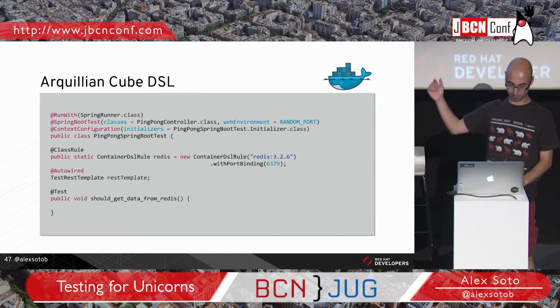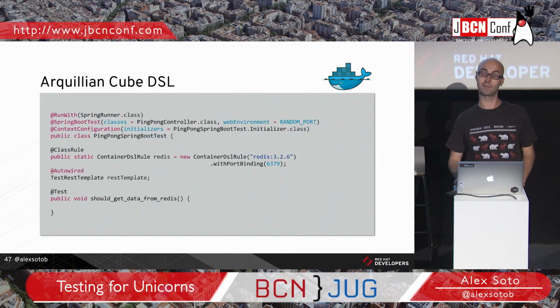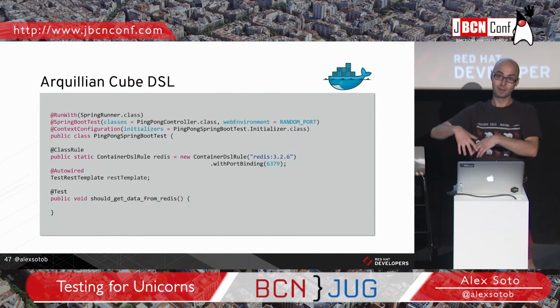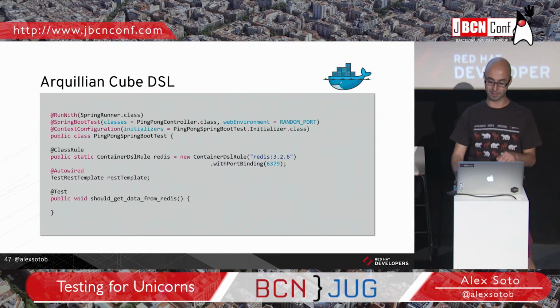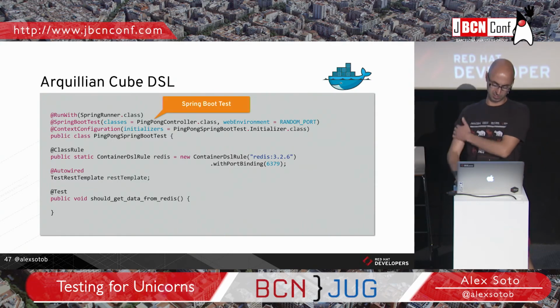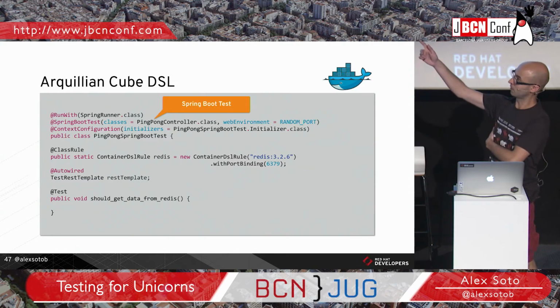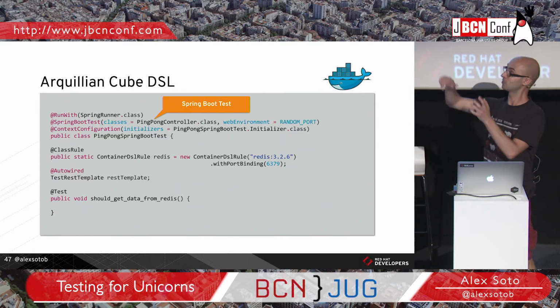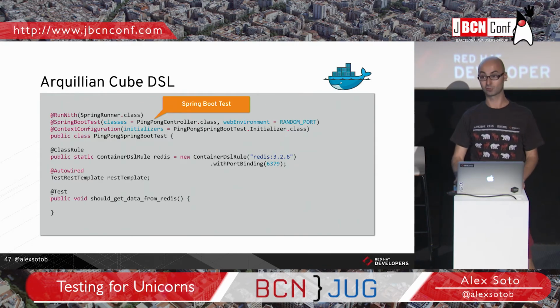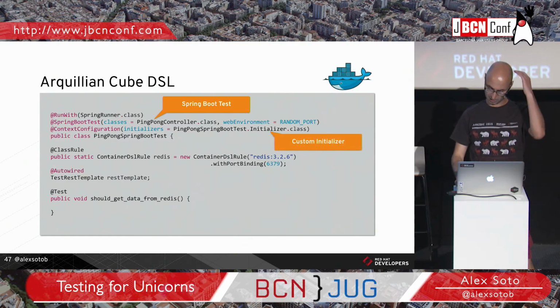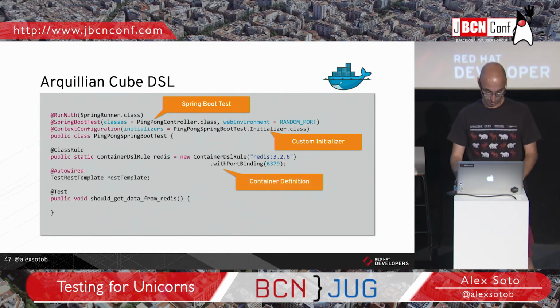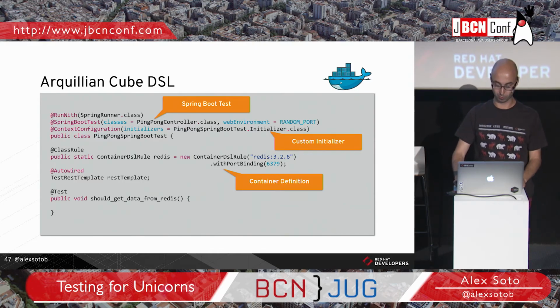Also, you can use this approach, which is the Arquillian Cube DSL. So instead of having your Docker Compose file and just booting up everything, you can define programmatically the container that you want to use. In this case, I'm using a Spring Boot test, and notice that Spring Boot has its own runner, so I cannot use the Arquillian runner. So I'm using the class rule approach. There is a custom initializer, which is something for Spring, to configure the IP and the port for Spring Data. Then I define that I want to use the container Redis 3.2.6 with port binding 6379.